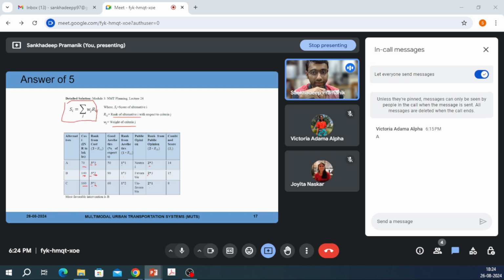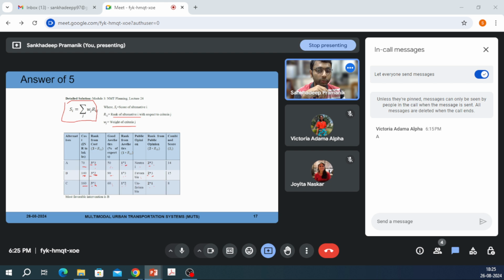Similarly, for good aesthetics, 50, 90 and 60 are the values, where 50 is the lowest, so we are assigning rank 1 to this 50. Then for 60 it will be 2, and for 90 it will be 3. Similarly, for public opinion, unfavorable it is 1, neutral it is 2, and favorable it is 3.